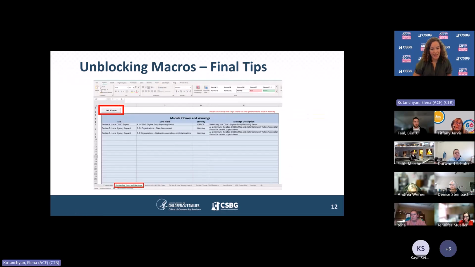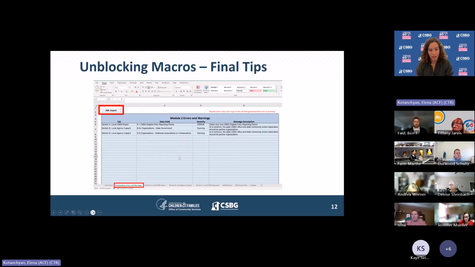And this is the XML export button, right? So you have the smart form, and at the bottom you have different tabs. In this case, it's module 2. Instructions is the first tab, and outstanding errors and warnings is the second tab. And that's where the XML export button lives. You can see it on the top left. I highlighted it again.